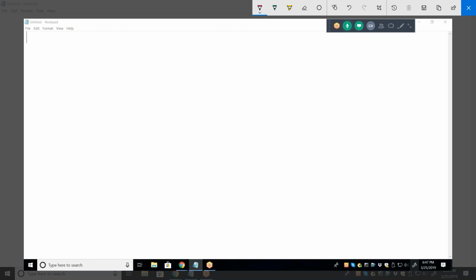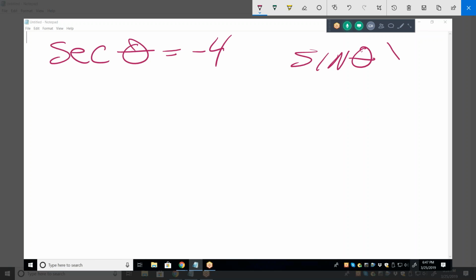Okay, so this one says secant of theta equals -4, given that sine of theta is greater than 0. These are the kind I was talking about, where they make it marginally harder. Now, between those two pieces of information, you can figure out what quadrant theta is in.